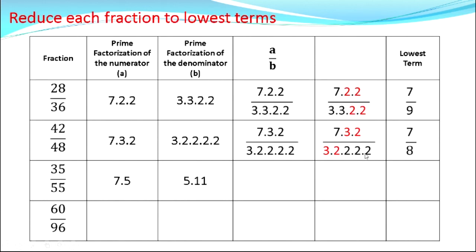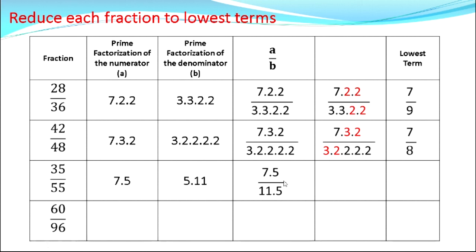Okay, punta tayo dito. Ayan na siya. Meron 7 and 5. Meron 5 at 11. So, sa party na ito, ipagpapalitin lang natin. Yung 35, papalitan natin 7 times 5. Ito naman 55, papalitan natin ng 5 times 11. So, ganito na yung tsura niya.